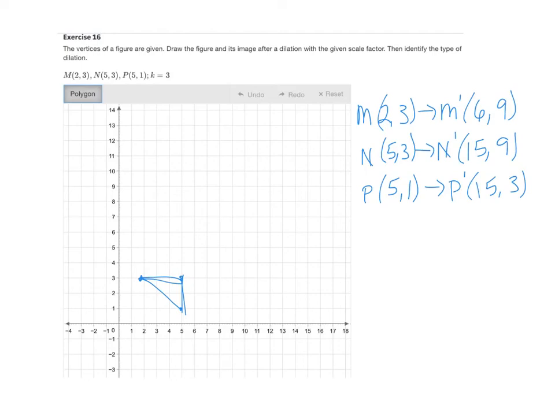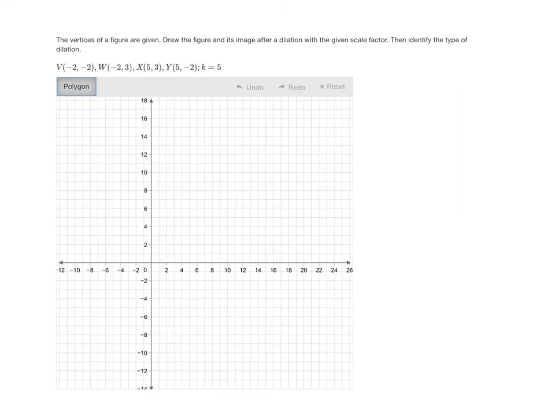6, 9, over 6 and up 9, right there. 15, 9, and then 15, 3. Okay, this one is an enlargement by a scale factor of 3. I'm going to plot these points.